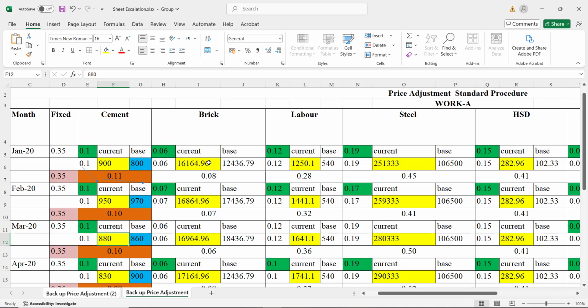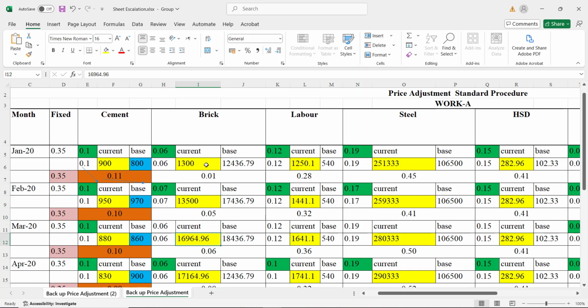Similarly for bricks, suppose this is for 1000 bricks, the weightage is 6%, and this is the current rate. Suppose 12,436 is the base price, and now the price is suppose 13,000, and now this is 13,500.